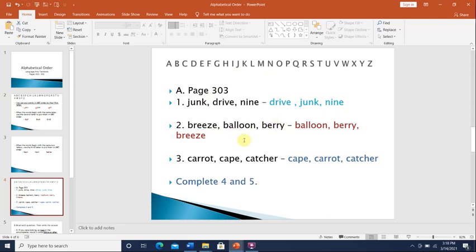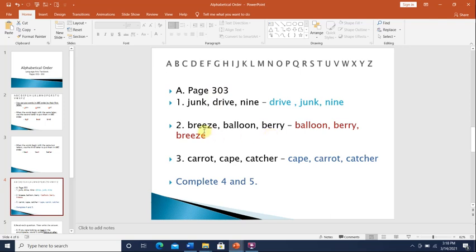Okay, for number 2, we have breeze, balloon, and berry. Breeze, balloon, and berry all begin with the letter B. So what are we going to do? We're going to look at the second letter. The second letters are R, A, E. Of course, A is the first letter, so the first word would be balloon. After A, we have the letter E. So the second word would be berry.